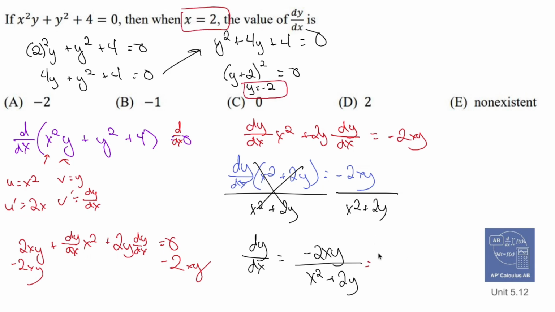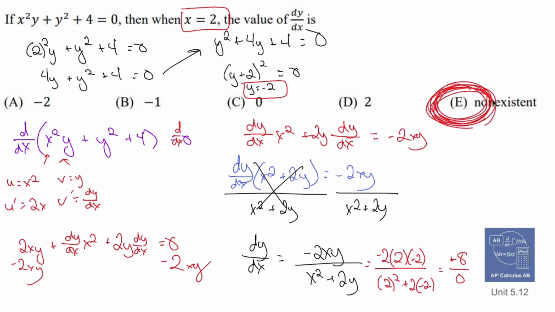Now we can plug stuff in. Negative 2 times x, which is 2, times y, which is negative 2, all over x squared, which is going to be 2 squared, plus 2 times negative 2. Wait a minute, you're negative 8. You're going to be 4 minus 4. Oh, actually, you're positive 8. Not that it matters, because that's undefined. My answer doesn't exist.